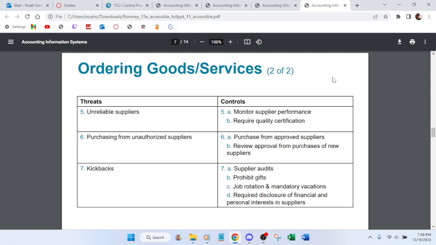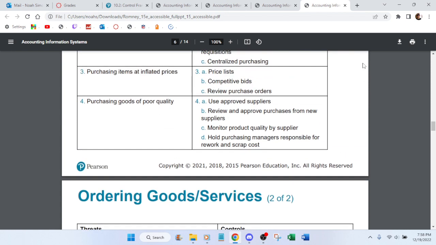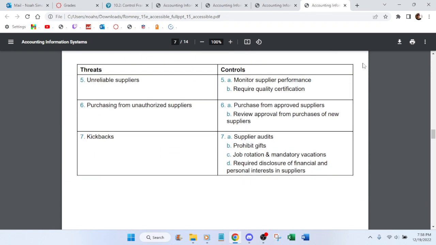Unreliable suppliers. Monitor suppliers' performance. Require quality verification. Purchasing from unauthorized suppliers: purchase from approved suppliers. Review approval for the purchases of new suppliers. Kickbacks.